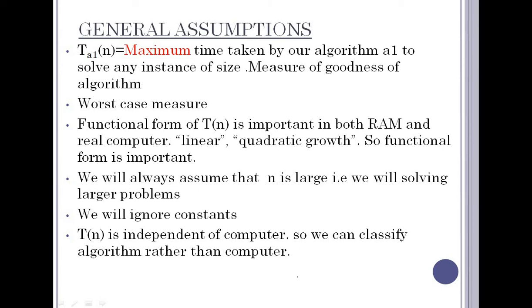So the general assumption that we make is that we have to measure the maximum time taken by our algorithm A1 to solve any instance of a given size. So there is the goodness of the algorithm and the worst case measure also. Instead of using actual time, we will always use the functional form, which is like linear or quadratic. So the functional form is very much important.